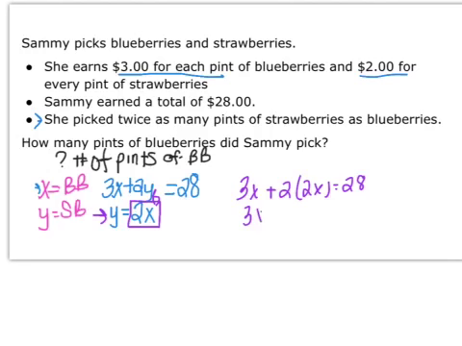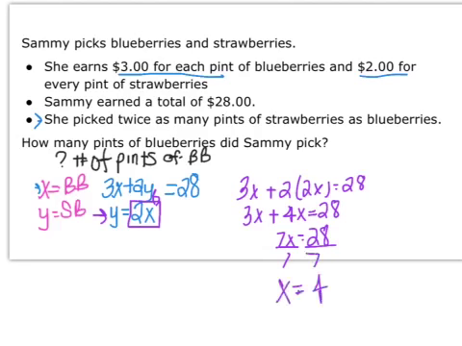3X, I'm going to use distributive property, plus 2 times 2, and that's going to equal 28. Combine like terms, I get 7x equals 28. I have no constants, so I'm just going to divide both sides by 7, and I get x equals 4.